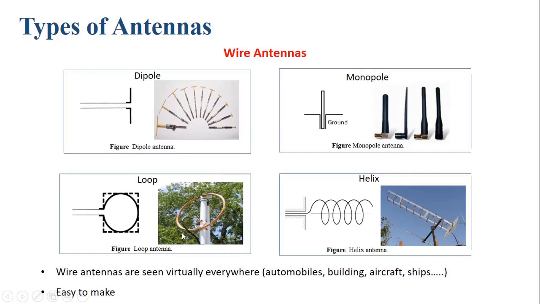The loop antenna can be a circular loop, a rectangle, a square, or an ellipse, but mostly the circular loop antenna is preferable as it is very easy to manufacture. And the last is the helix antenna.